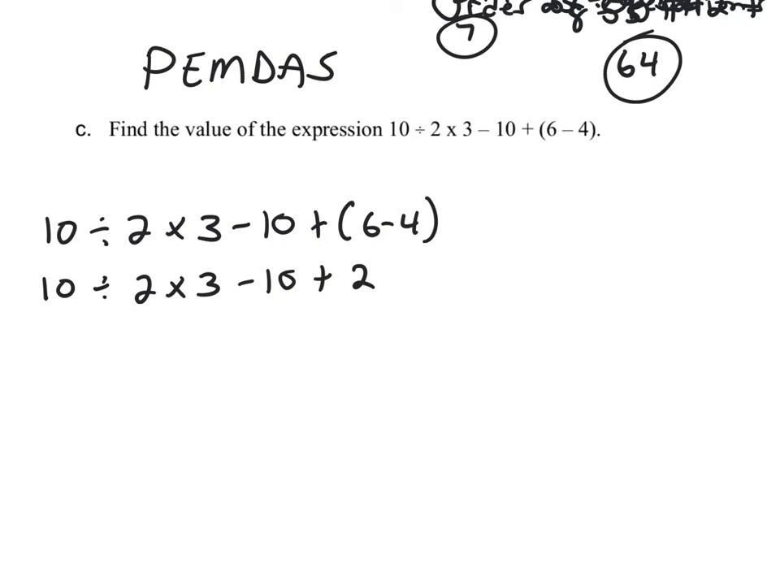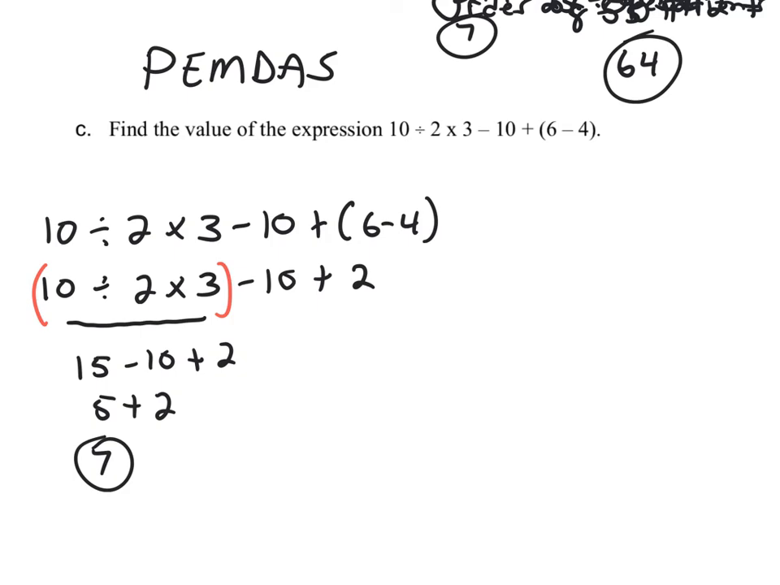Next thing we need to do is, looks like we have some multiplying and dividing, and we go from left to right, left to right. So we can put parentheses around the multiplying and dividing and do this first. So we say 10 divided by 2 is 5, times 3 is 15. I did all this in one step. 10 divided by 2 is 5, times 3 is 15, minus 10 plus 2. 15 minus 10 is 5, plus 2. 5 plus 2 is 7. PEMDAS.